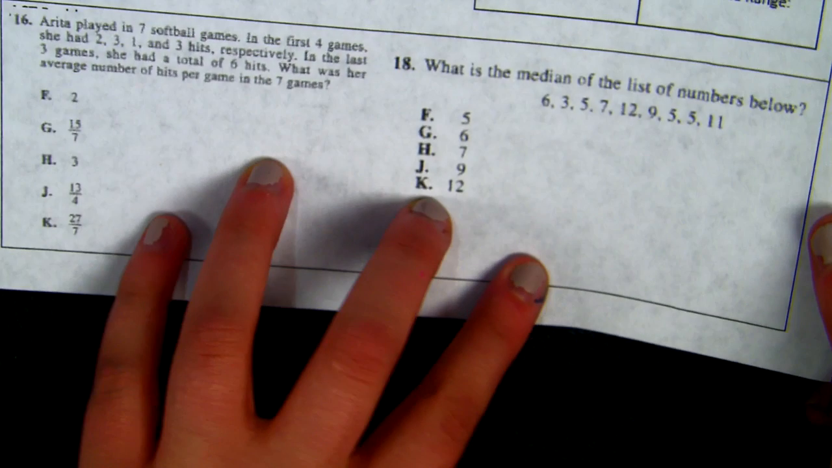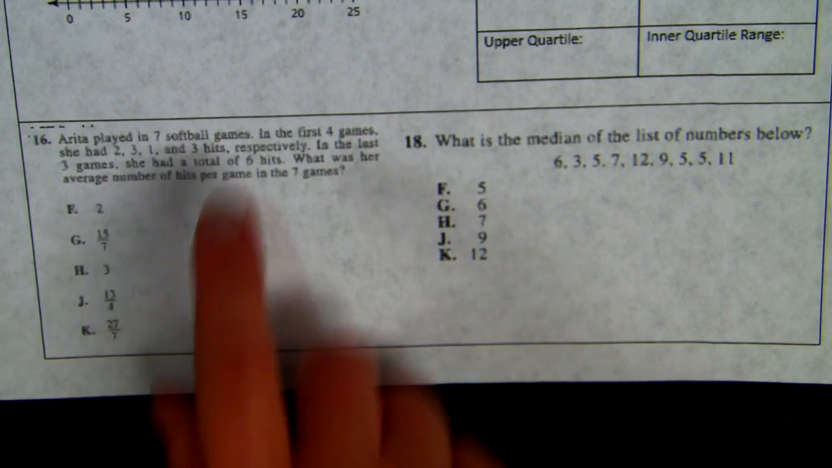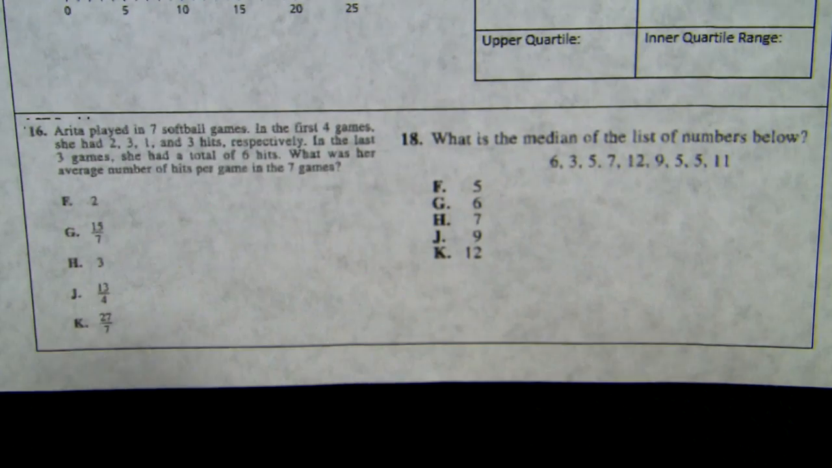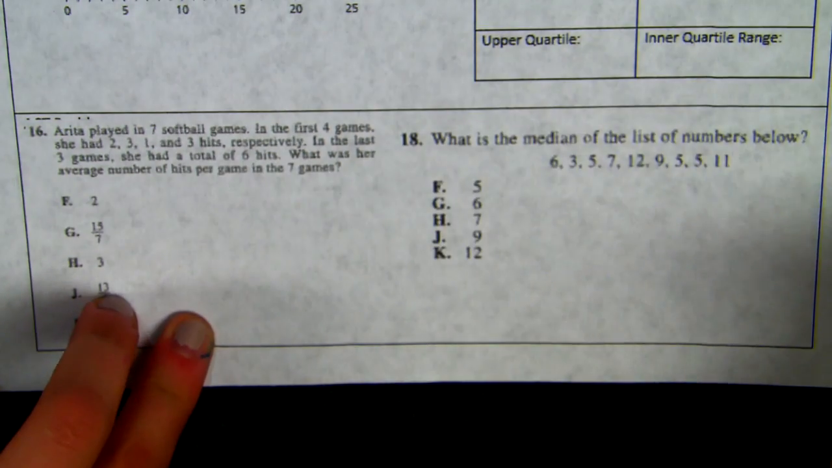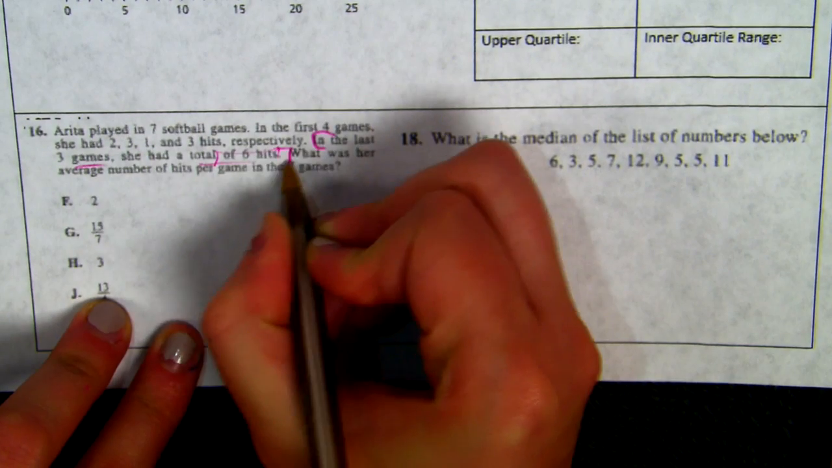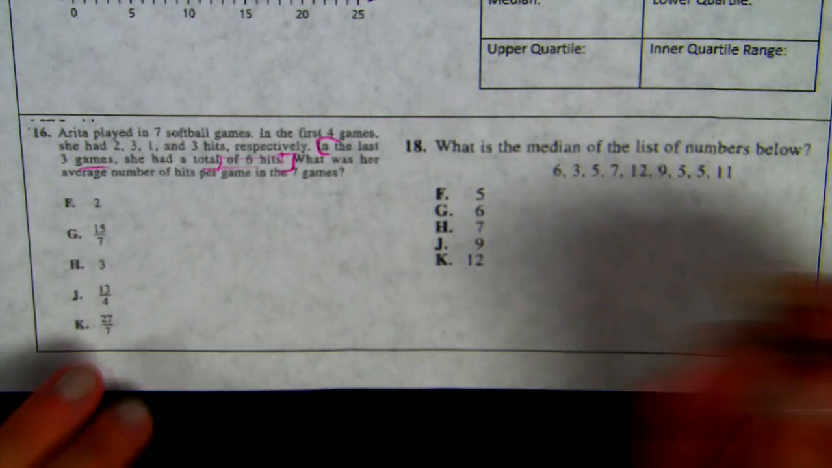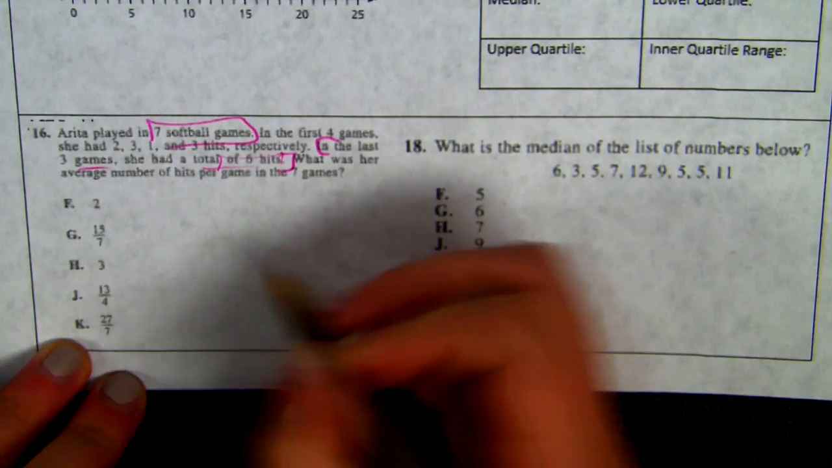Lastly, the two ACT questions. You guys should be able to take care of these. I believe in you. This is finding the median. This is just an average problem, which is a little bit different. The key here is that in the last 3 games, she had a total of 6 hits. So even though we don't know how many hits she had per game, we know that the last 3 she had 6. So it tells us how many softball games there are.